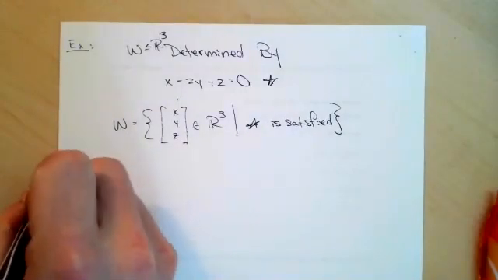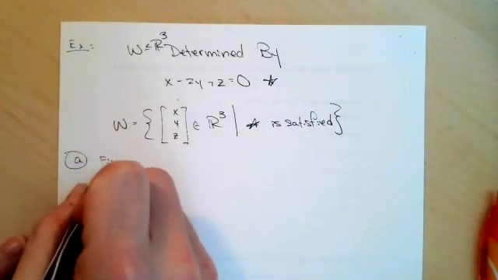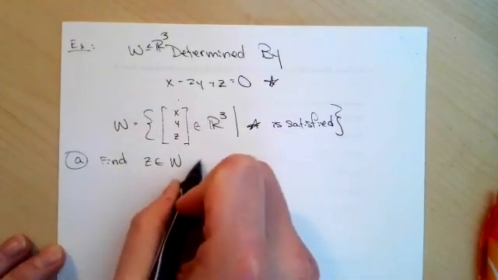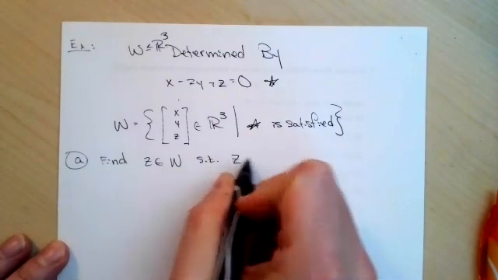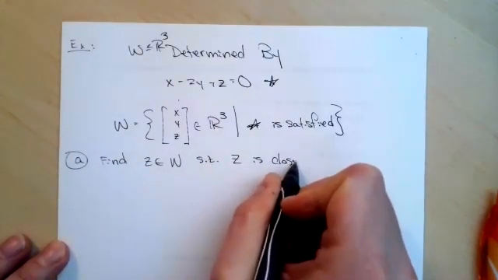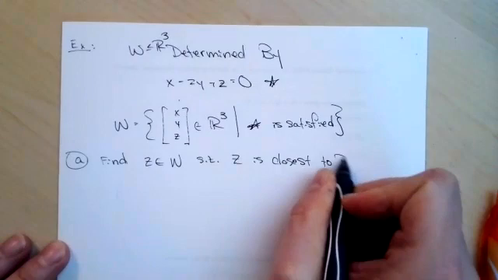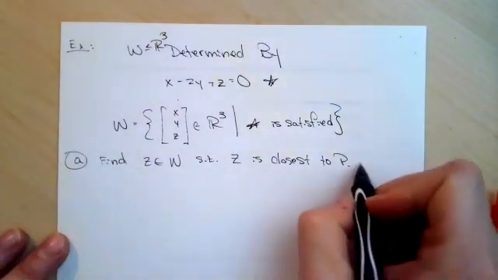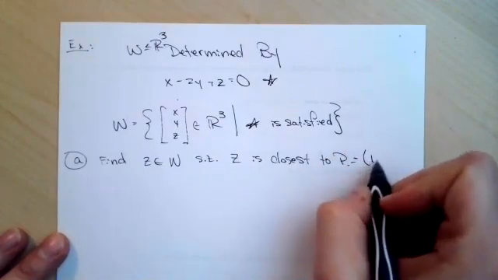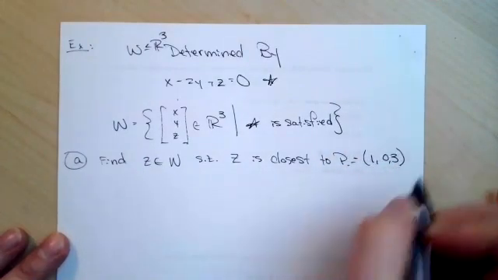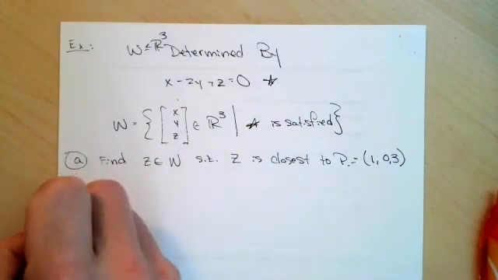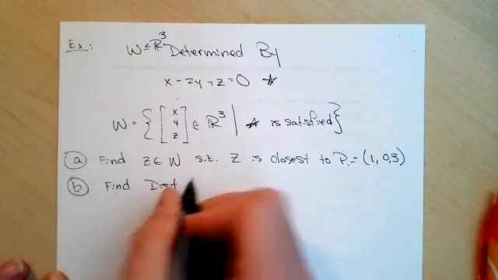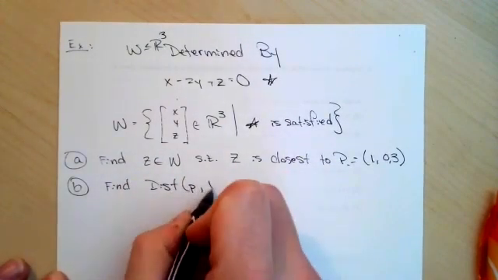So we've got our part A, which was: find the point on W, and we'll call that point Z. So Z on W, such that Z is closest to P. And I guess we should rewrite our point. P was 1, 0, 3. And then B, we want to find the distance between P and W.